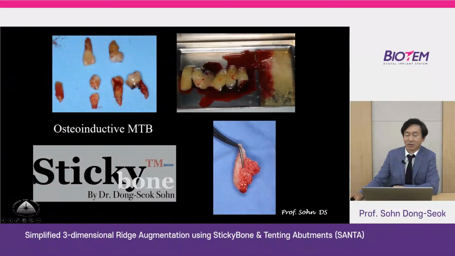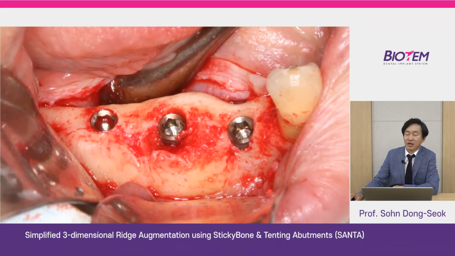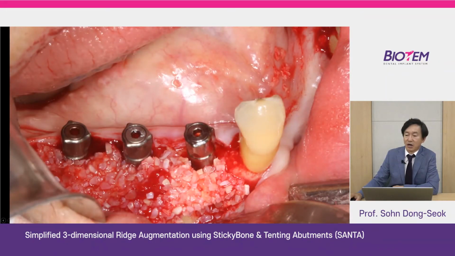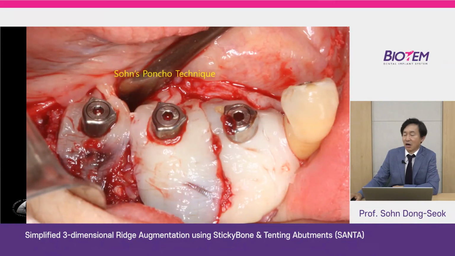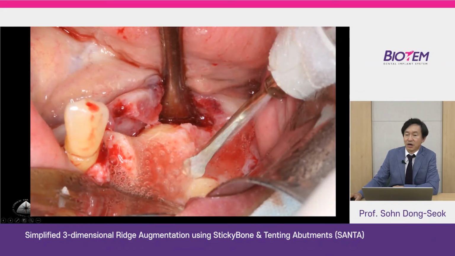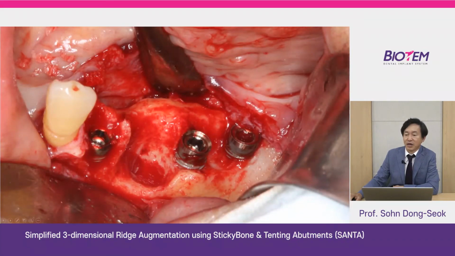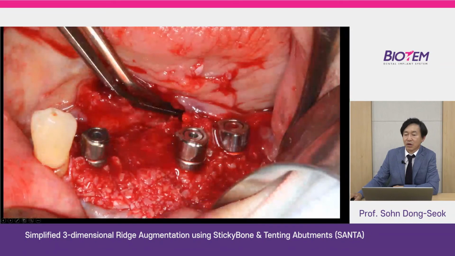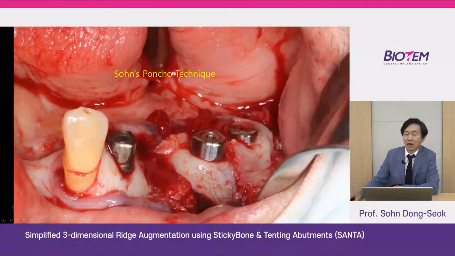Extraction was done. On the same day, all the extracted mandibular teeth were prepared into the sticky osteoinductive MTB. Three implants were placed on both posterior mandible sides, and the bone graft was done with the StickyBone, and the Pancho technique was performed to accelerate wound healing, soft tissue healing. This is the left side, the bactericidal curettage using piezo surgery was done, and 3 implants were placed, and sticky tooth bone was placed, and the Pancho technique was done to accelerate wound healing.